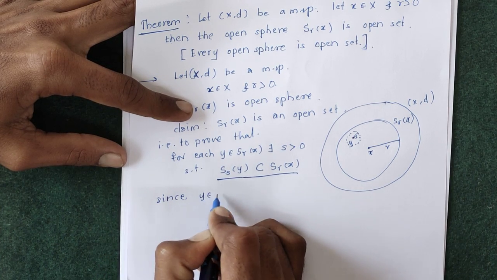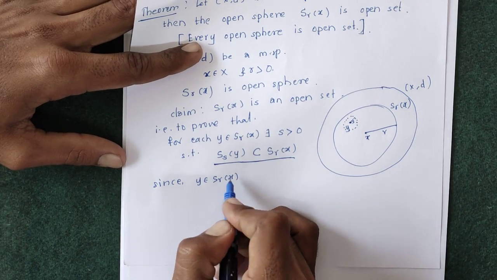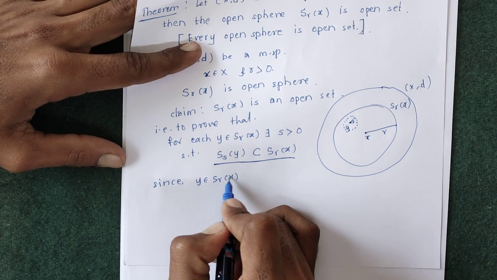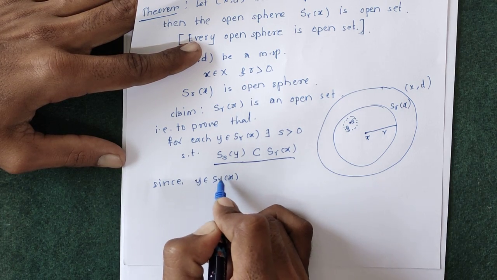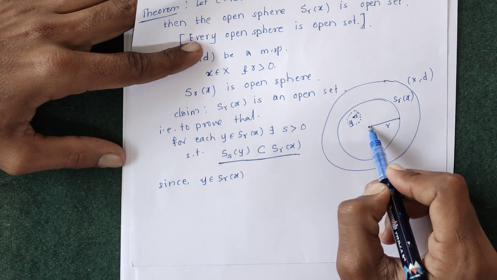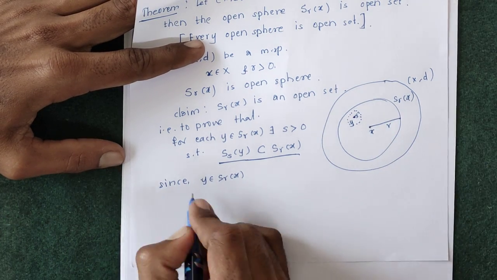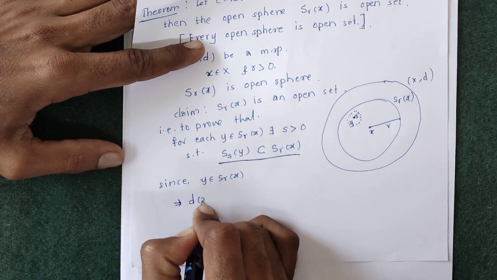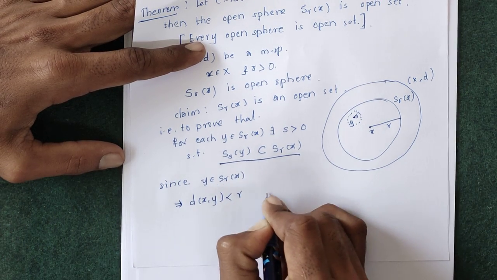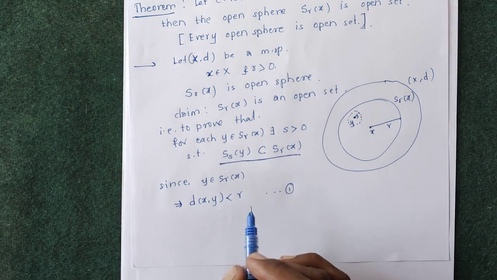since Y belongs to S_R(X), by the definition of S_R(X), any element belonging to S_R(X) has distance between the center and that element less than the radius. So if you take this Y belonging to S_R(X), then the distance between X and Y is obviously less than R, because R is the radius of that open sphere. So this will give us the distance between X and Y is strictly less than this R. Suppose this is equation number 1.